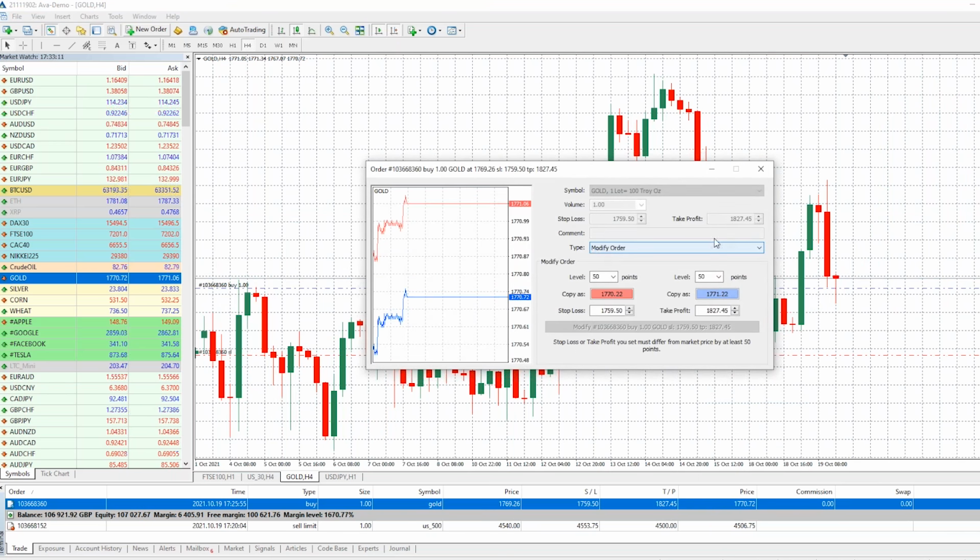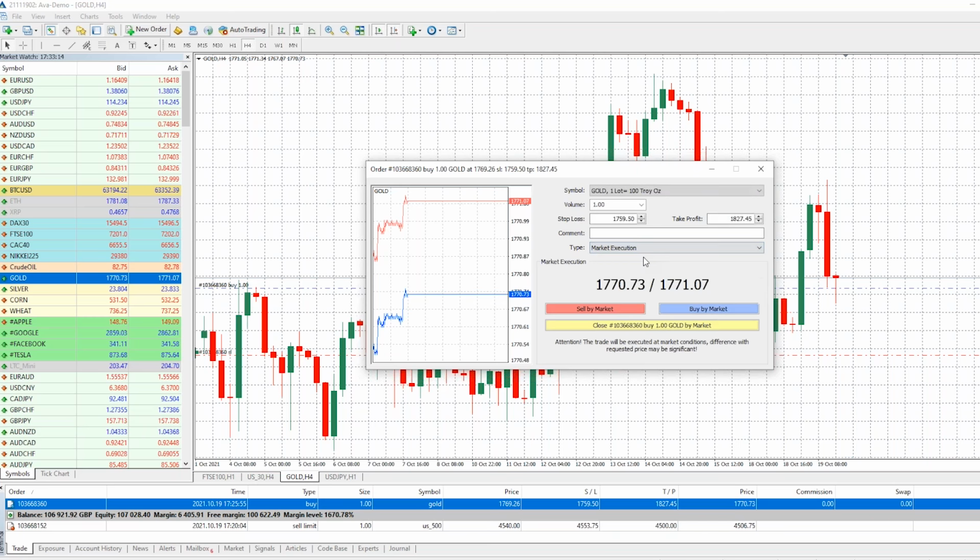And then I change from modify to market execution. And now I have the option to sell, buy, or close. But I can close any amount of this trade that I want. So instead of closing the full lot, let's say I close 0.40. Okay, I'm going to close, and now it tells me close, has my order number, the buy position, I'm going to close 0.40. Whatever I put here, that's the amount of the trade I'll close.